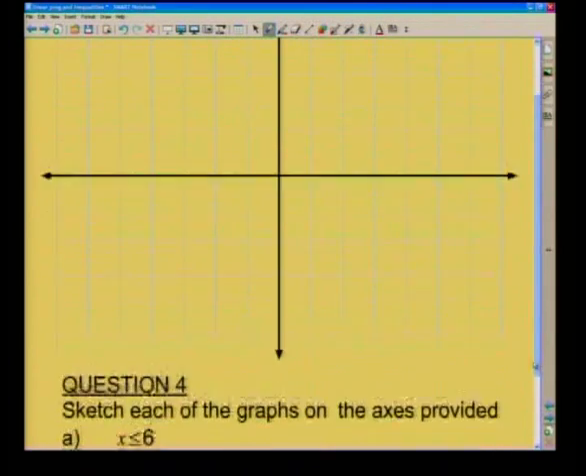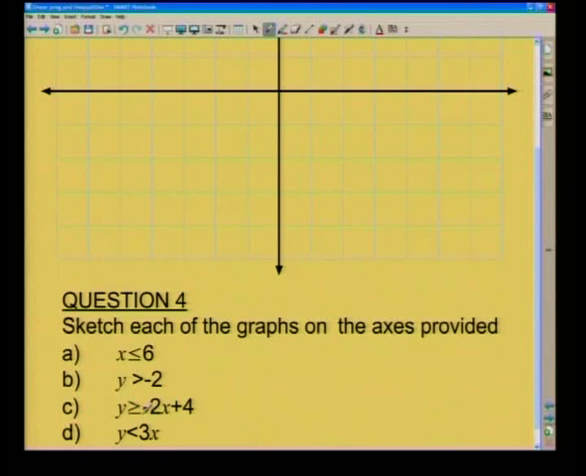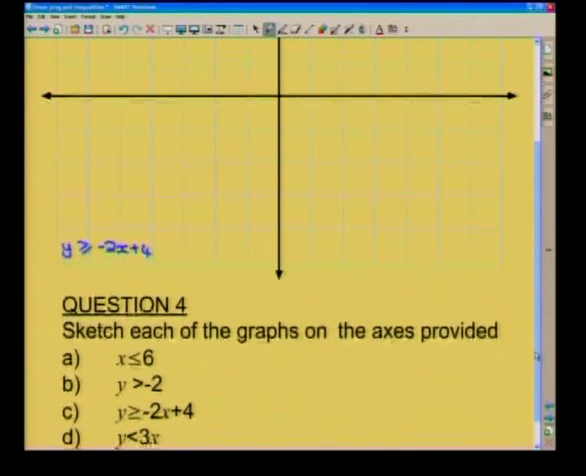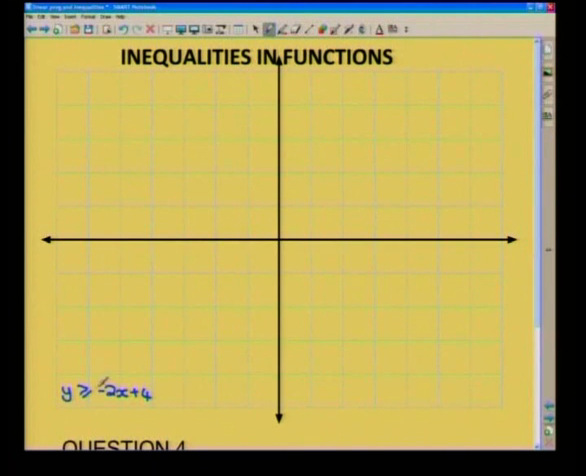The next one says, let's sketch y greater than or equal to minus 2x plus 4. So y greater than or equal to minus 2x plus 4. Now the good news with this one is they want me to include the line because there's an equal to sign. So in actual fact, I'm going to sketch this graph first of all.